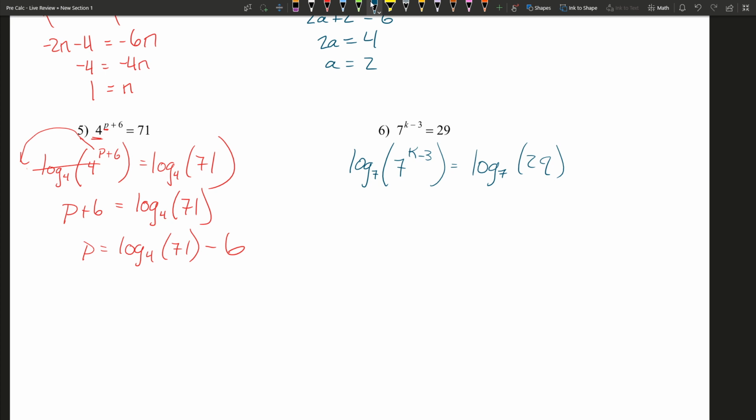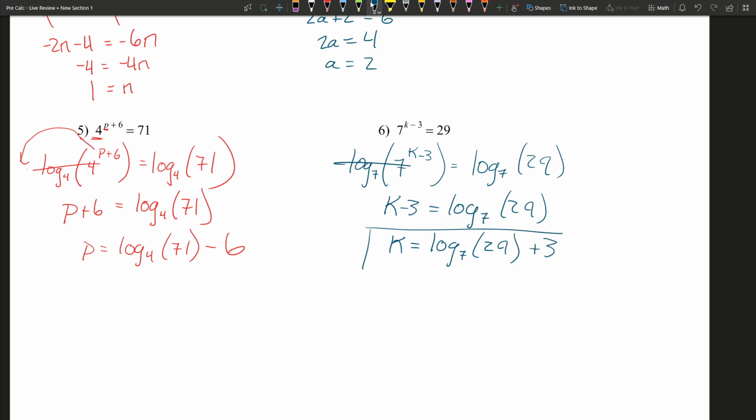Just like in number 5, when we take the log base 7 of 7 to some power, what's left is just the exponent up top. So this log base 7 and this 7 cancel, and we're just left with k minus 3. Then you add 3 to both sides, so you get k is equal to log base 7 of 29 plus 3. And then this is your answer.